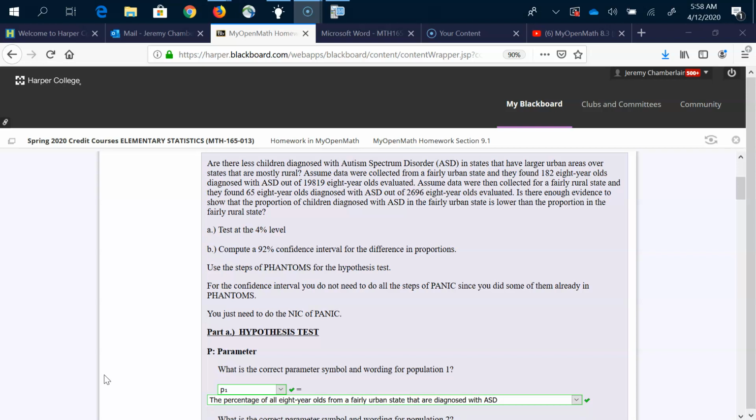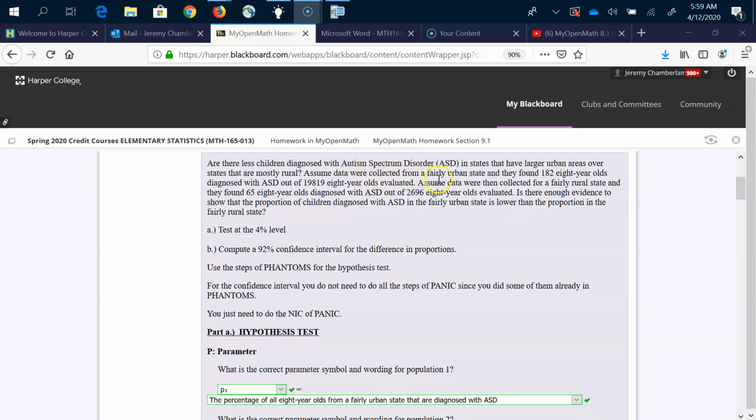We have ASD, which is autism spectrum disorder, and we're looking at states that have larger urban areas versus rural areas, and we want to see if the proportion of autism in urban areas is less than the proportion of autism in rural areas.